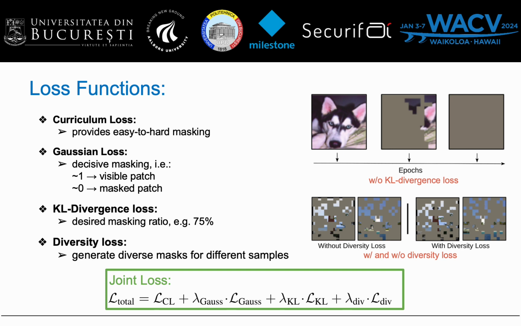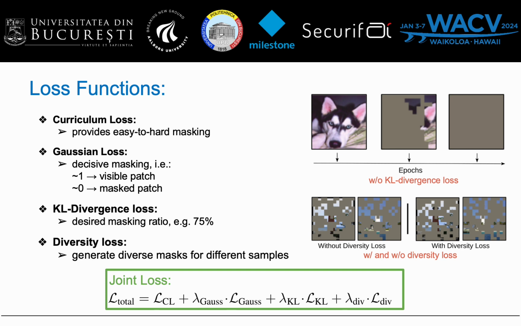Curriculum loss, which is included to generate adaptive masks. These adaptive masks are modified during the training progress such that it increases the complexity of the pretext task. Gaussian loss, which ensures a decisive masking, where patches with a value close to 1 are visible and the patches with a value close to 0 are masked. KL divergence loss: as shown in the top left figure, the model learns to mask everything to increase the complexity of the pretext task. Including KL divergence loss ensures our desired masking ratio.